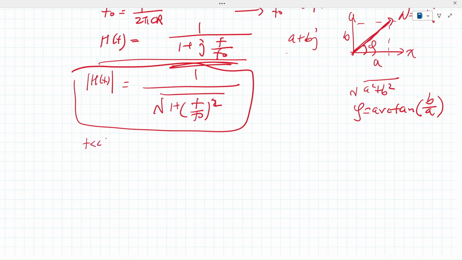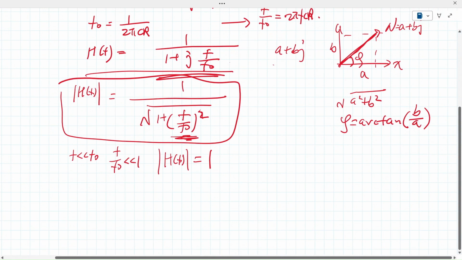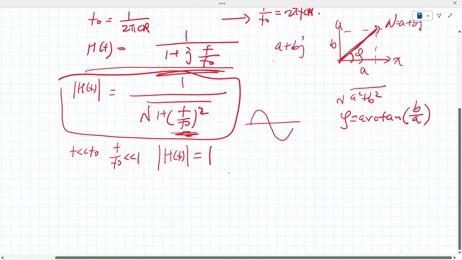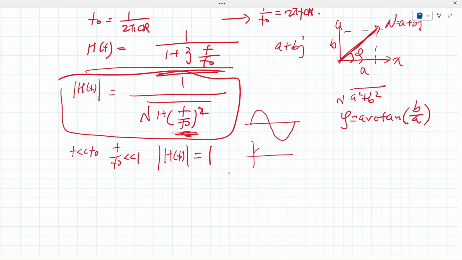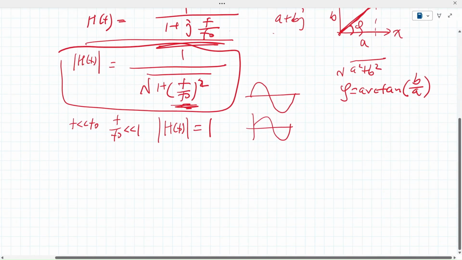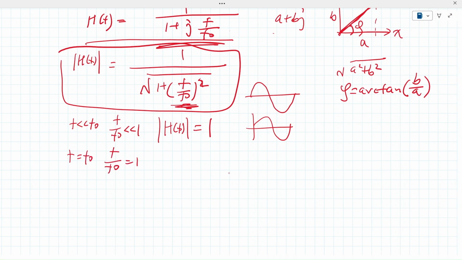If f is much smaller than f naught, that means the frequency is very small compared to the cutoff frequency, and f over f naught is much smaller than 1. In this equation, this squared term is much smaller than 1, so the whole amplitude will be equal to 1. That means if our input signal is like this, the output signal will be also like that. There's no attenuation.